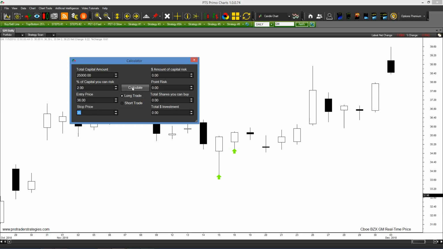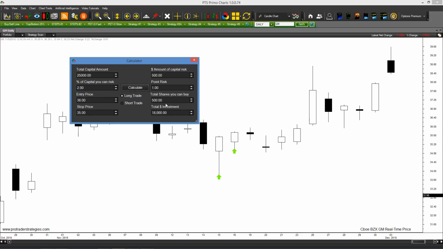All we have to do is hit calculate. This tells us that we can buy a total of 500 shares, all right? Our amount of risk is 2%. We're risking $500, so that's the most we'd lose if we're wrong. Our point risk is only 1 point, as we stated earlier. We're buying at 36, selling at 35. So this tells us we can buy 500 shares.